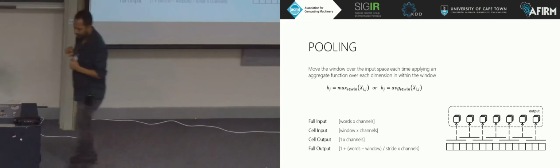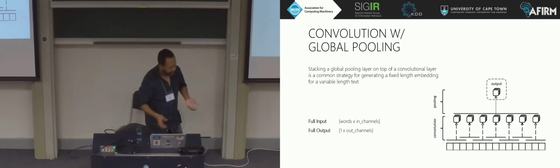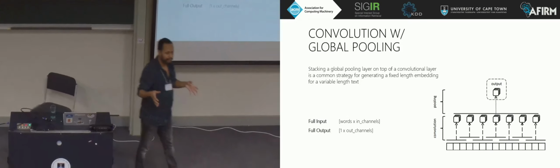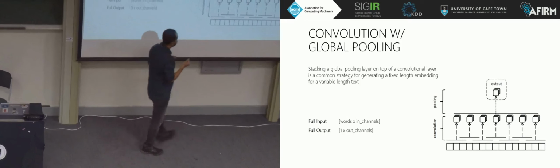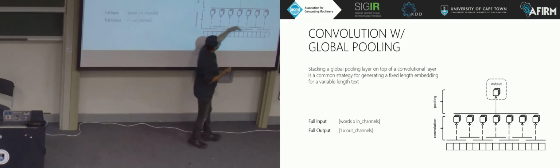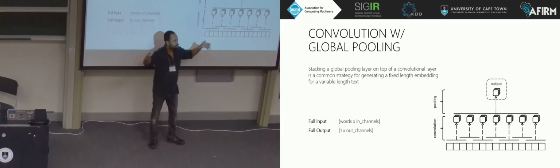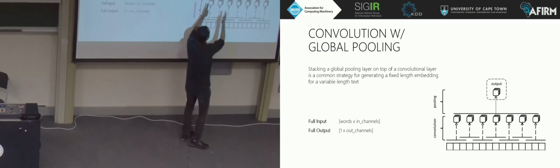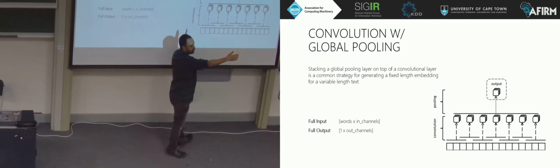The one interesting thing that people do is they typically combine convolution and pooling. Specifically, one thing that is common, especially for text, is where they would do a convolution. So you get all these vectors, and then they do a global pooling. Global pooling is nothing but where the pooling is not being applied by window. It's actually being applied to the whole sequence.